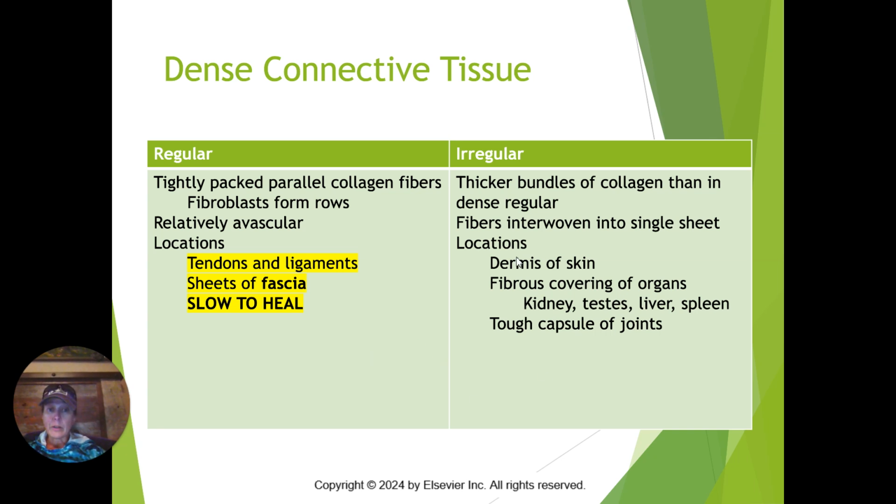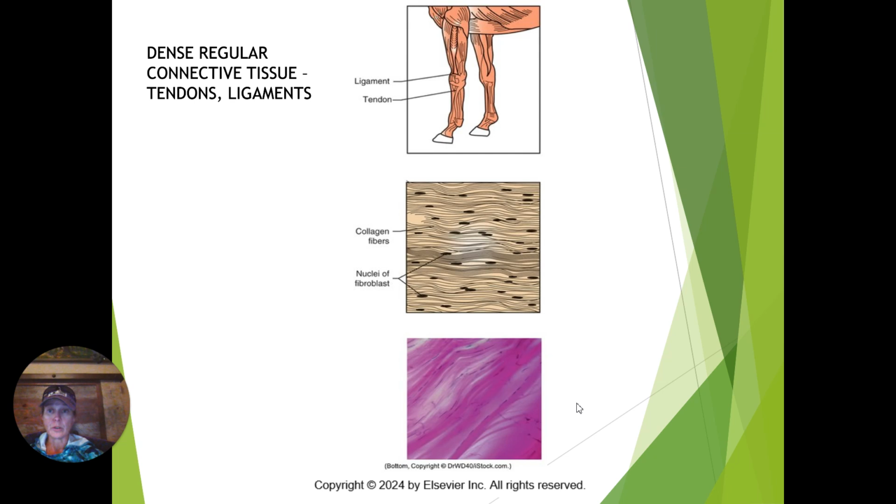Now, our irregular dense connective tissue has some thicker bundles of collagen in it. Instead of having nice parallel sheets, they'll be kind of irregular looking, and the most prominent location for irregular dense connective tissue is going to be in the dermal layers of our skin, as well as the capsules of our organs and our joints.